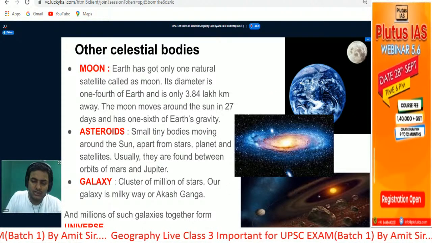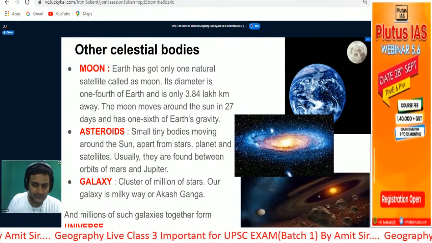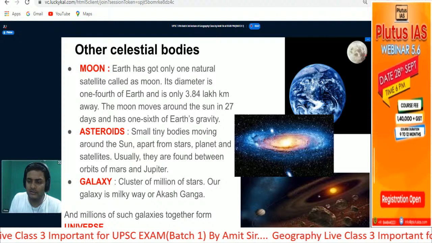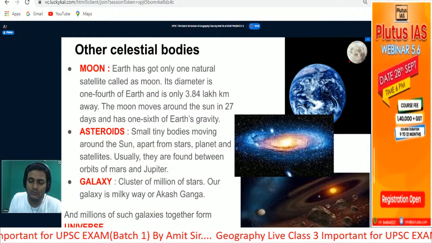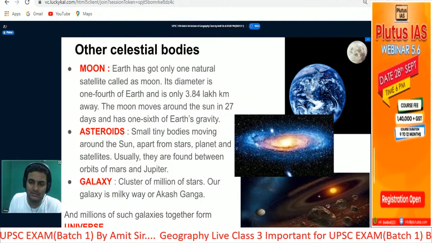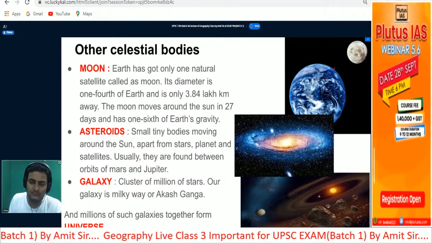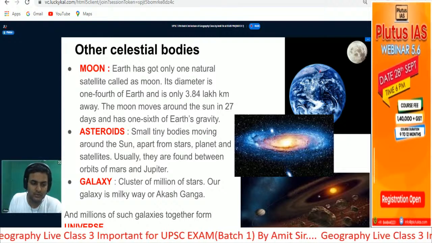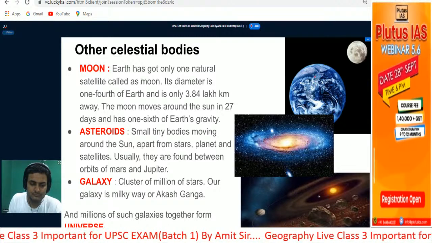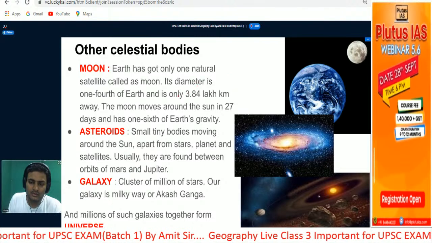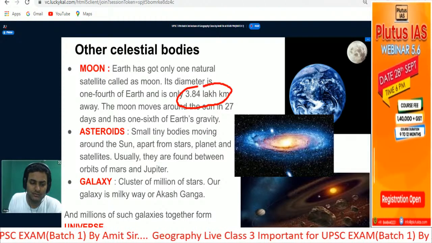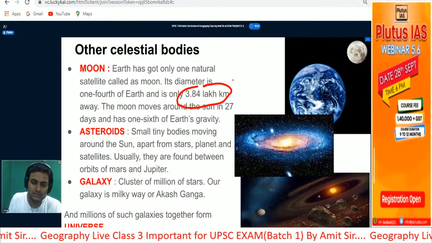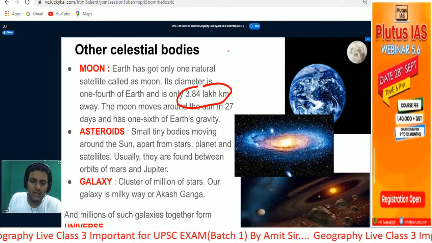So let us move towards other celestial bodies. At this, I will end my space part. Okay. So moon is, you can see in this image, the distance of moon from Earth is, no one knows it. It is 3.8 lakh kilometer, 3.84 lakh kilometers. It's not 38,000, Subhajit. 3.84 lakh kilometers.